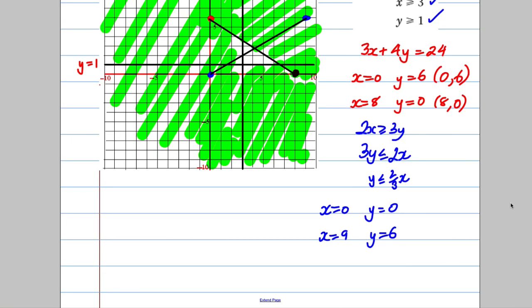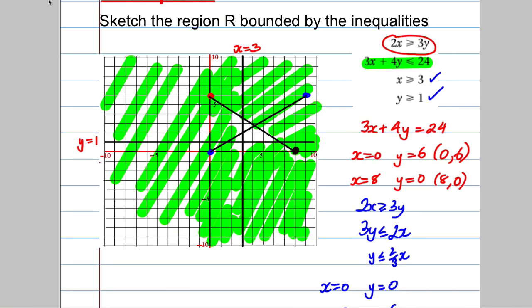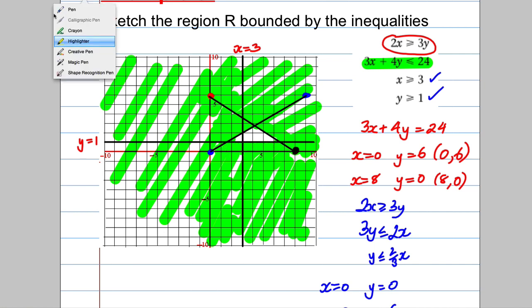We're looking down at this one here. We want below the line. We're going to want below the line, so we're going to shade everything above the line. So we're going to shade this section here. So that leaves us with that triangle there, and that's our region R.